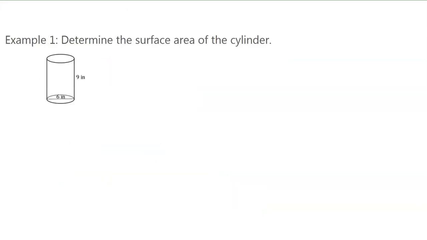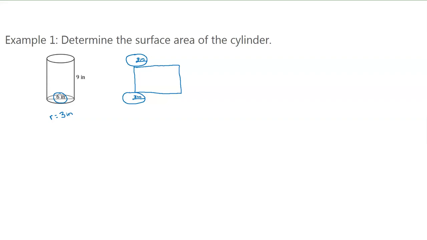So let's do that now for example 1. We have to determine the surface area of the cylinder. So let us draw out the net. So here's the circle on the top and the bottom, and the rectangular piece going around the side. Now, in the diagram, it says that the diameter is 6 inches. So if the diameter is 6, that must mean the radius is half that, which is 3 inches. So I'm going to put that in my net. This is 3 inches. Same as the circle on the bottom, 3 inches.